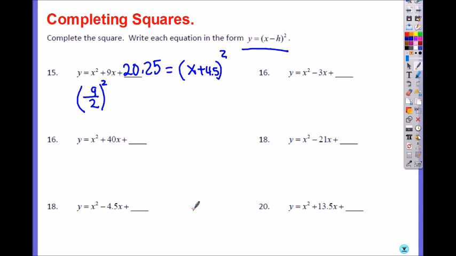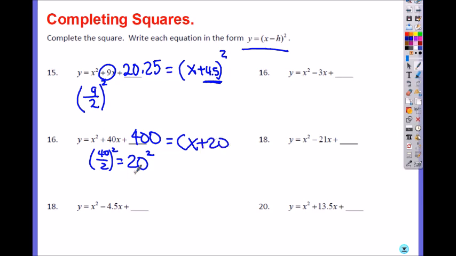So as you can see, the number that you put next to x will always be b divided by 2. What about here? 40 divided by 2 is 20, and 20 squared is 400. Think about 2 numbers that add to 40 and multiply to 400, and it has to be the same number. It is x plus 20, positive 20, squared. So this is how we write in the completed square form.